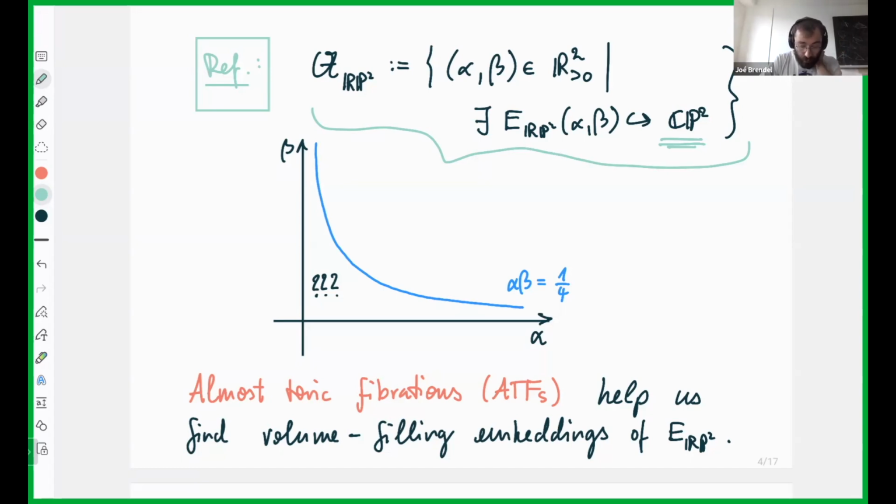Again, you get some volume constraint, which now sits at alpha beta equal to a quarter. And you can ask, so what happens in the region that's not forbidden by, so this is the region that's forbidden by the volume constraint. And you can ask what happens in the region inside. Let me briefly illustrate how you can study this problem using ATFs, so almost toric fibrations.